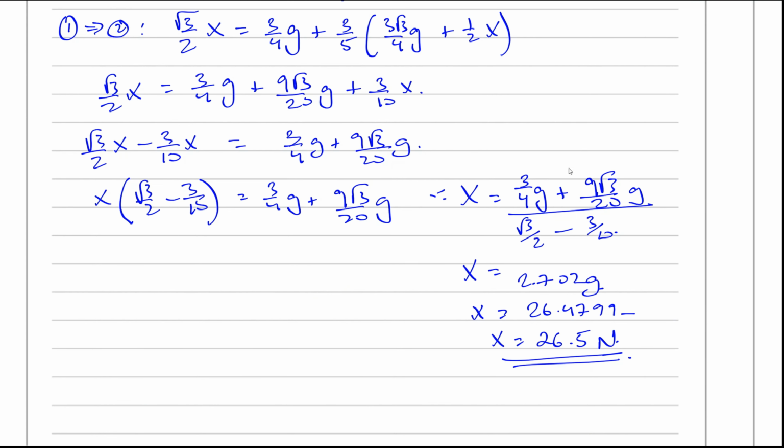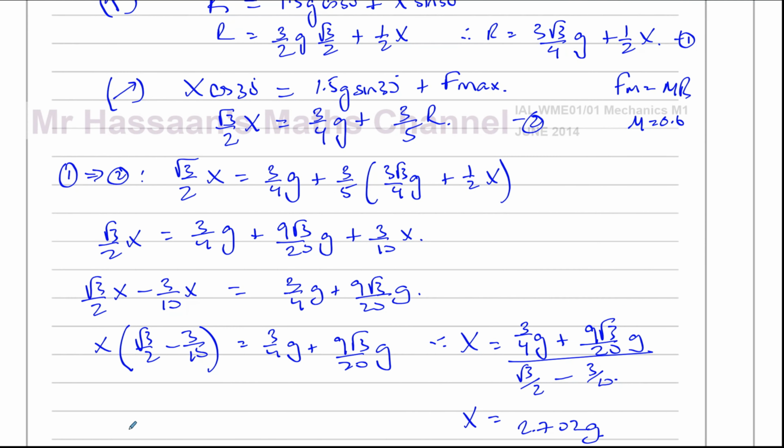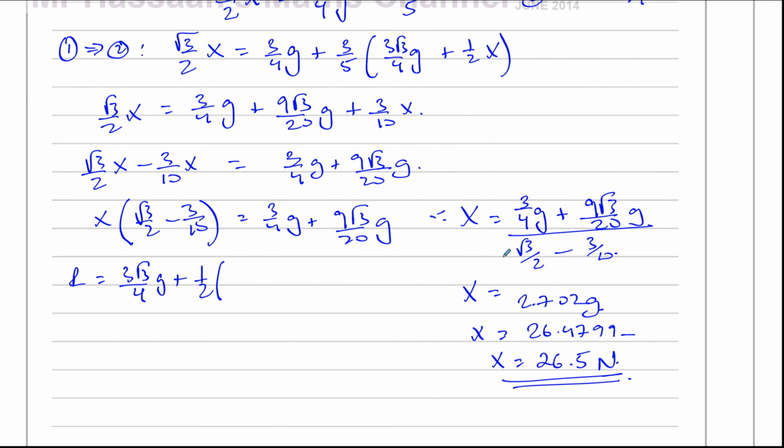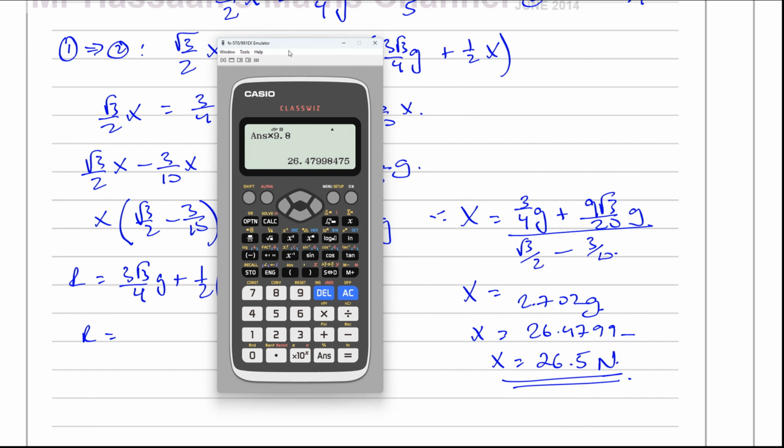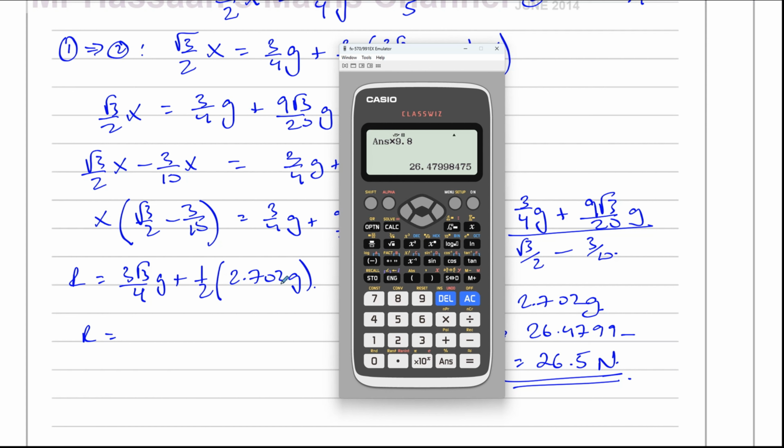We can find R from this formula that we have here. R is equal to 3 times root 3 over 4g plus a half times whatever X was, which I'll write in this more exact form, 2.702 g. So R is equal to all of this. This is X in this exact form. What I have to do is multiply that by a half, so divide that by 2, and then I have to add it to 3 times root 3 over 4 times 9.8.